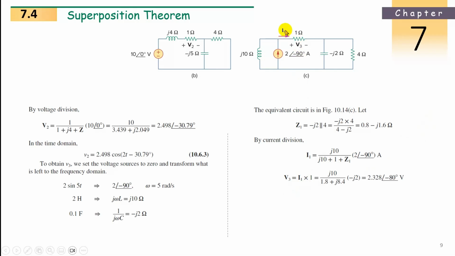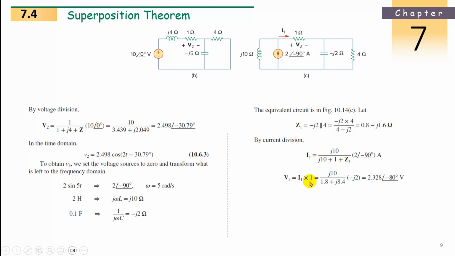V3 is nothing but I1, by the current division rule first. What is I1? It is nothing but j10, the other impedance, divided by the total impedance multiplied by the total current, that is 2 at an angle minus 90, divided by the total impedance, that is minus j10 plus 1 plus Z. What we got, these 2 in parallel, Z we got 0.8 minus j1.6. So join these all together and divide, you will get some I1.